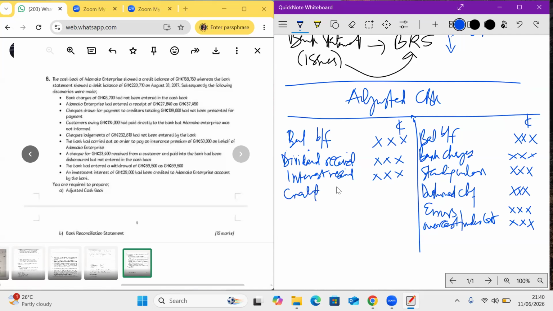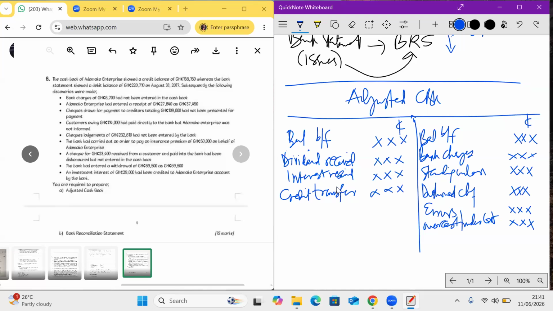Let's say a customer is paying. The customer sends money, maybe the customer is not around in Ghana. Instead of sending a check to the business to receive it, it is rather transferred from the customer's account to the business's bank account. Credit transfer. It will not go to the cash book. It will be on the credit side because they are crediting the account, but it will not be in the cash book. So when they see that discrepancy, they will record it in the adjusted cash book because it's not in the original cash book.